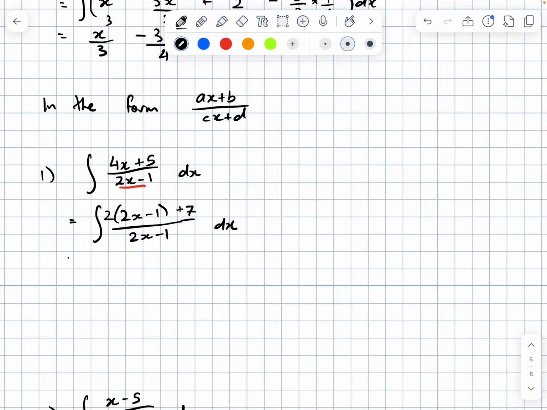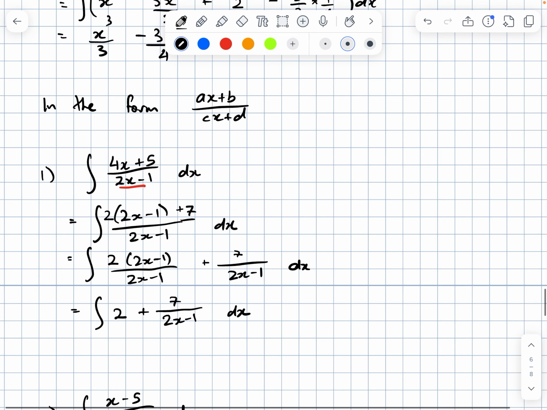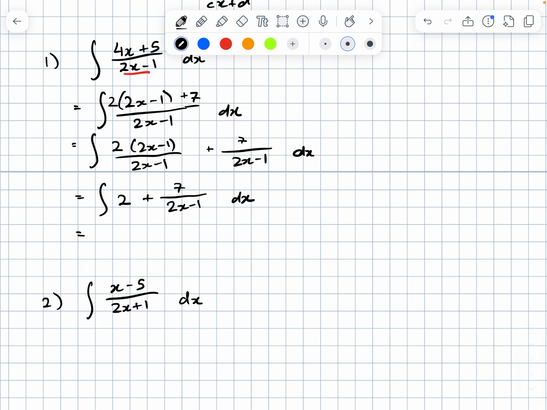Now we can split our numerator. That gives integrate 2 times 2x minus 1 over 2x minus 1 plus 7 over 2x minus 1, which simplifies to give just 2 plus 7 over 2x minus 1. That can integrate. 2 goes to 2x plus 7 ln 2x minus 1, because the power on the bottom of that fraction is just 1. But then we're going to divide by the derivative of that bracket, which is dividing by 2 plus c.